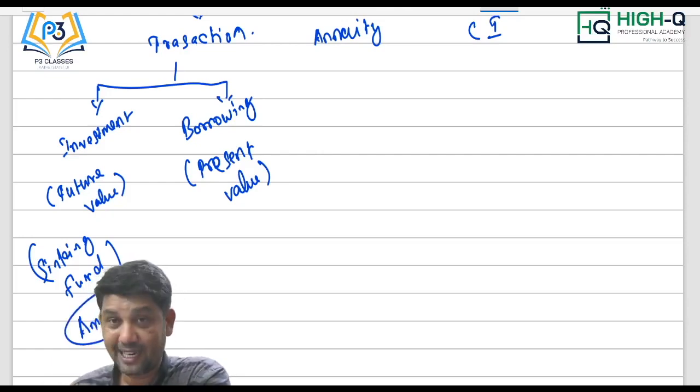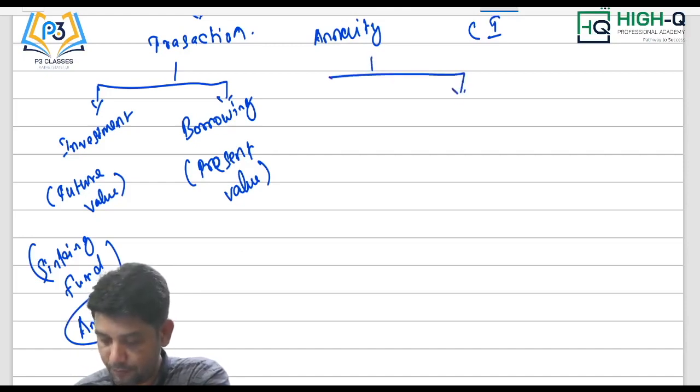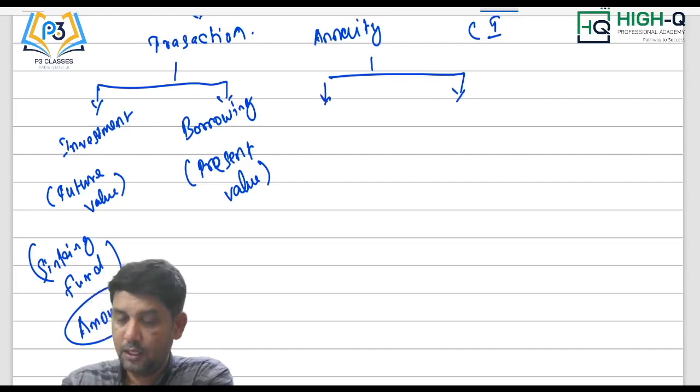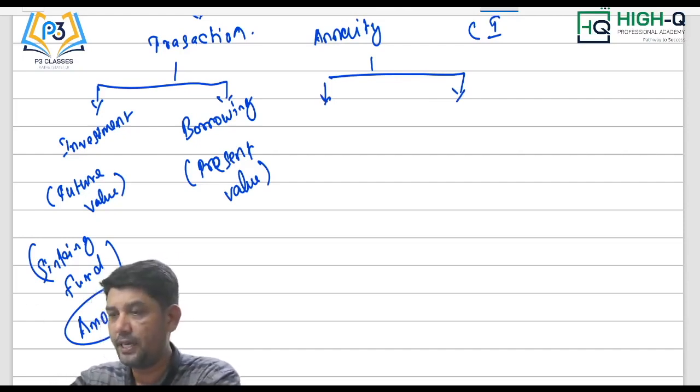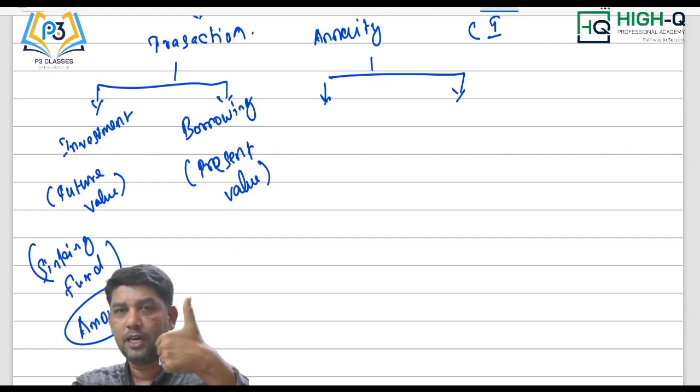Now, second thumb rule: type of annuity. See, there are two ways of paying annuity, my dear. Point number 1: there are two ways of paying annuity.